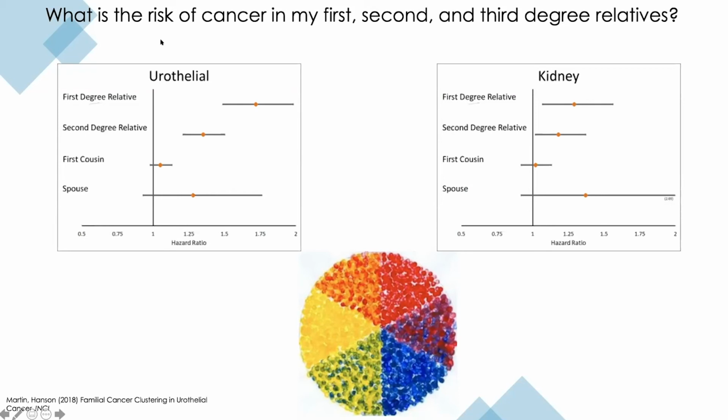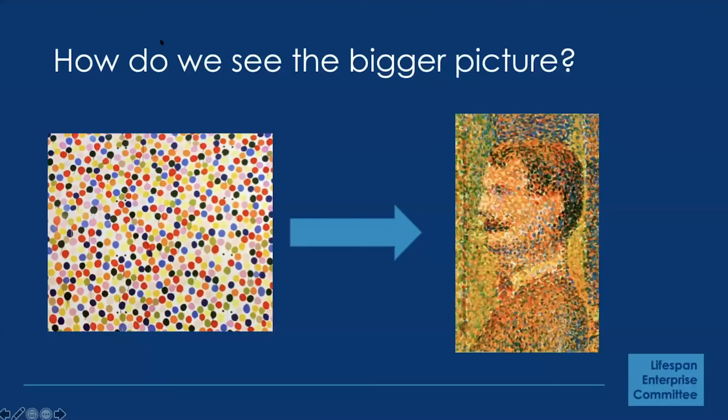And we can expand that and say, okay, if I have urothelial cancer, what's the risk of kidney cancer in my relatives? And we gain information about the relationship between diseases. However, this approach really identifies the relationship between two diseases and doesn't look at the overall patterning of diseases within families. And that information may give us more knowledge about their underlying etiological roots.